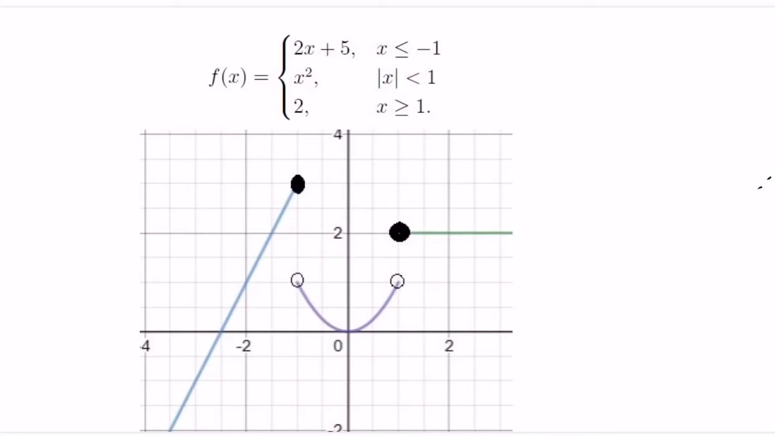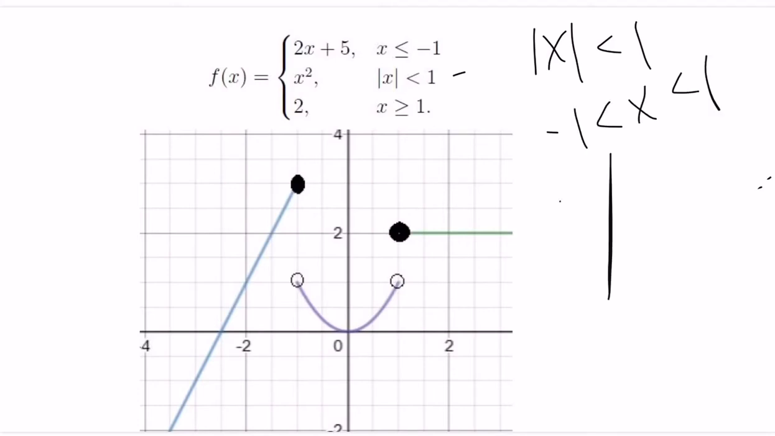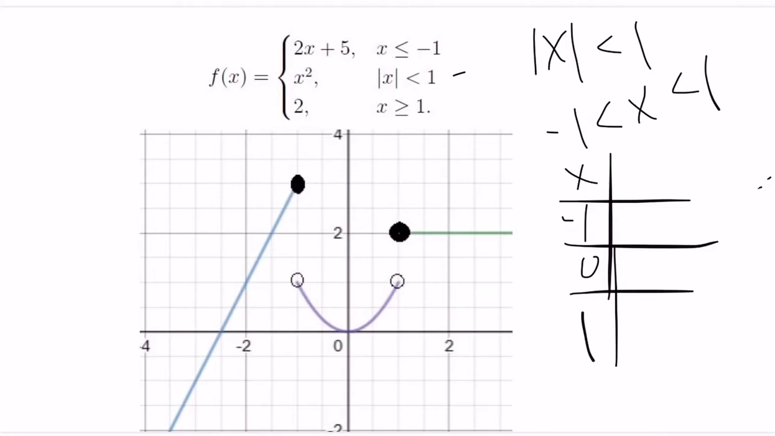Okay. I will just give a hint for your practice for this one. Absolute value of x, we can write that one as negative 1 is less than x less than 1. So in your table of values, we have negative 1, 0, and 1. So that is why your f of x is, since x squared, 1, 0, and 1. So that is why we have a curve here, because it is a quadratic form. The highest exponent is 2. And of course, since it is strictly less than 1, the endpoints are not included.